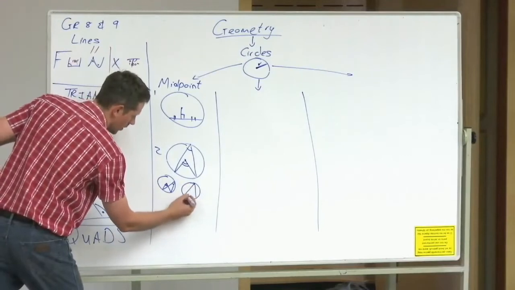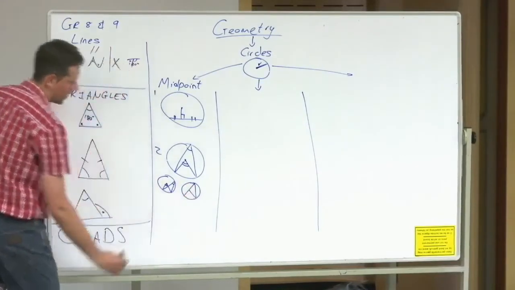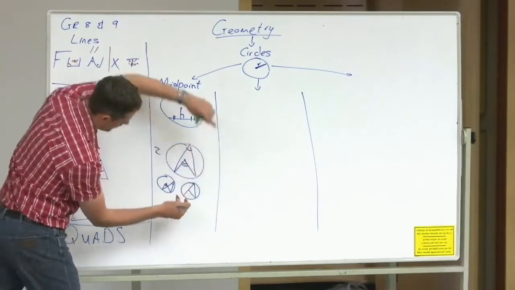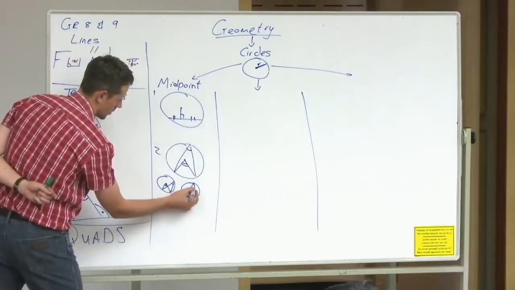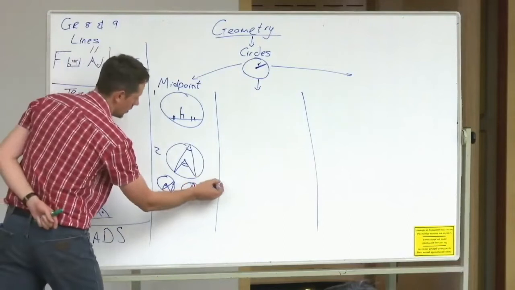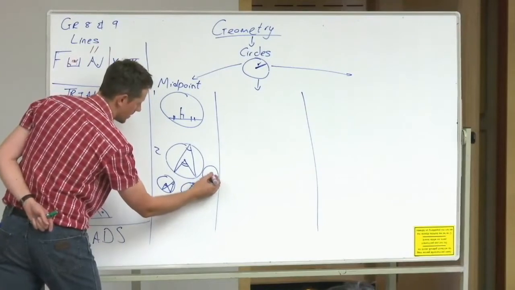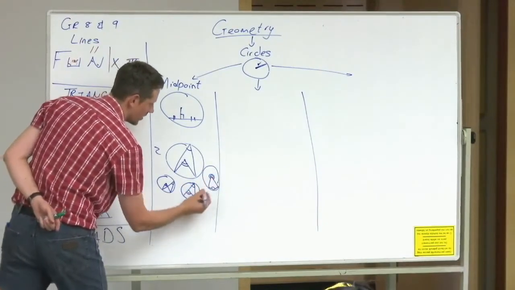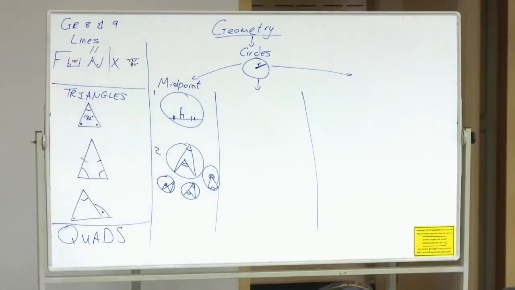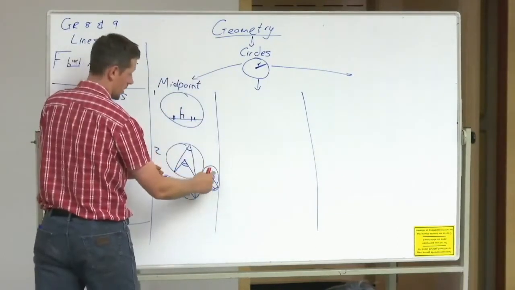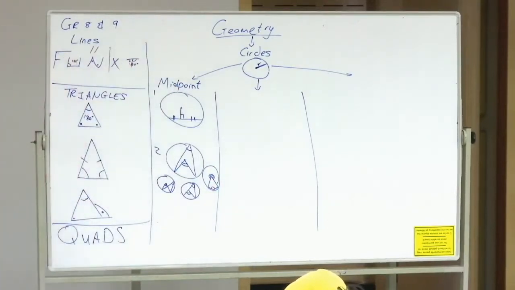The second one looks like that. The angle at the center is twice the angle at the circumference. Or the last one, the angle at the center is twice the angle at the circumference, but it has to be in the opposite circle segment. So even though I go there and there, it's the angle in the opposite circle segment equal to twice that angle there.